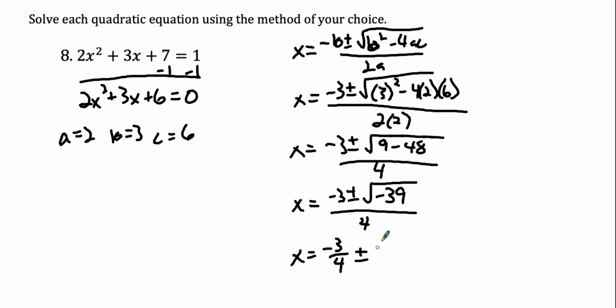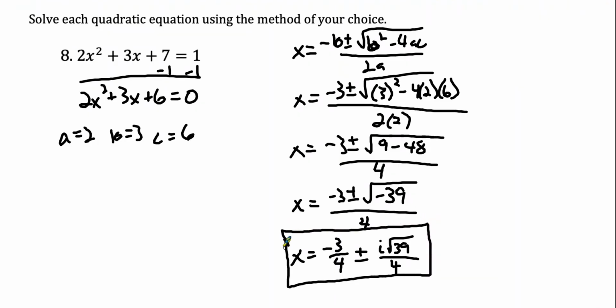In my second fraction, I've got a square root of negative 39. Remember, that negative inside of the square root can get pulled out as an i. So I could write this fraction as i times the square root of 39 over 4. Then we still need to see if we can reduce this fraction. Negative 3 over 4 does not reduce. So I'm done. This would be my final answer.